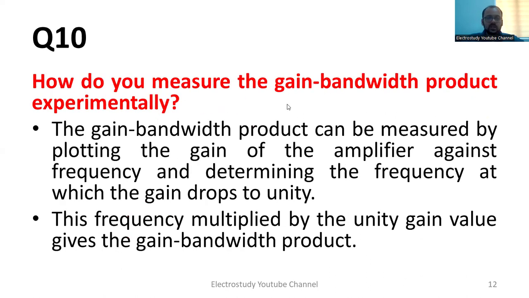Last question, how do you measure the gain bandwidth product experimentally? What is the procedure? The gain bandwidth product can be measured by plotting the gain of the amplifier against frequency. Better you go for a semi-log graph, and determine the frequency at which the gain drops to unity. That you can find from the graph itself. This frequency is multiplied by the unity gain value, which gives the gain bandwidth product. You can note this particular point. So from plotting the graph, the graphical method you can adopt. Using the graph only, find out where the gain moves to 1.